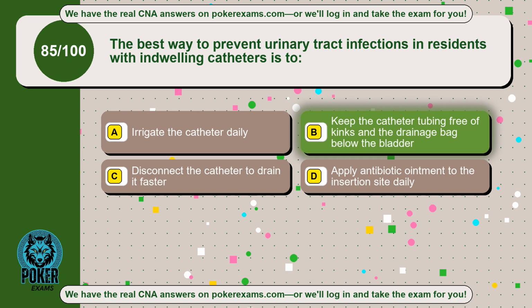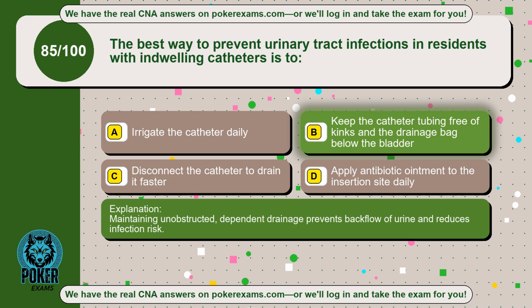The correct answer is option B: keep the catheter tubing free of kinks and the drainage bag below the bladder. Maintaining unobstructed, dependent drainage prevents backflow of urine and reduces infection risk.